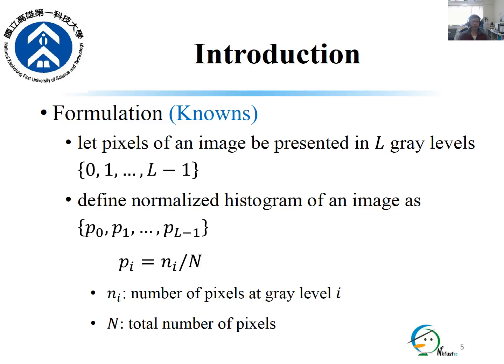Here, we first give the formulation of the global thresholding problem. Let pixels of an image be represented in L gray levels, ranging from 0 to L-1. Define normalized histograms of an image with L levels as P0, P1 to P sub L-1. Pi is the ratio of pixels with gray level equal to i and is defined as Ni over N. Ni is the number of pixels at gray level i. Big N is the total number of image pixels.